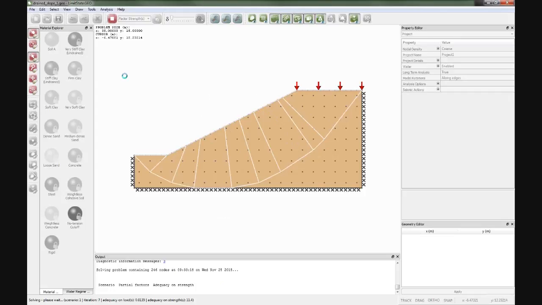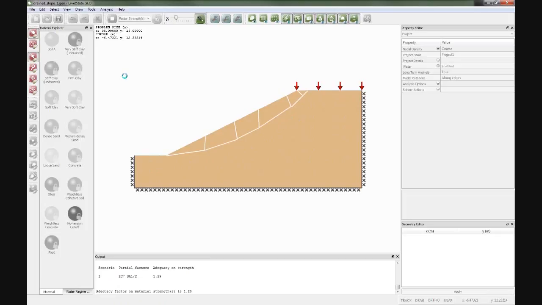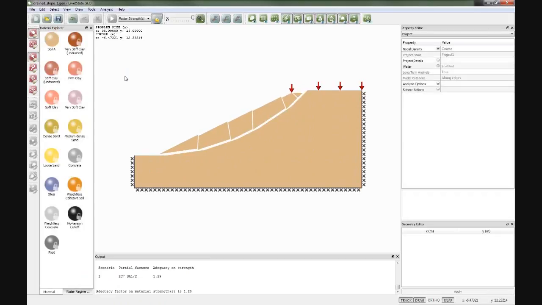But it will turn out actually that that has very little influence because the stability of the slope is primarily controlled by the weight of the soil in the slope, and that surcharge is fairly negligible in comparison. So I think we get an answer of 1.29, so it's not really destabilized things too much.